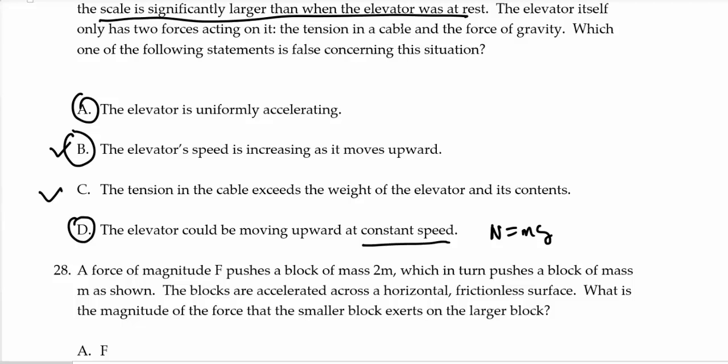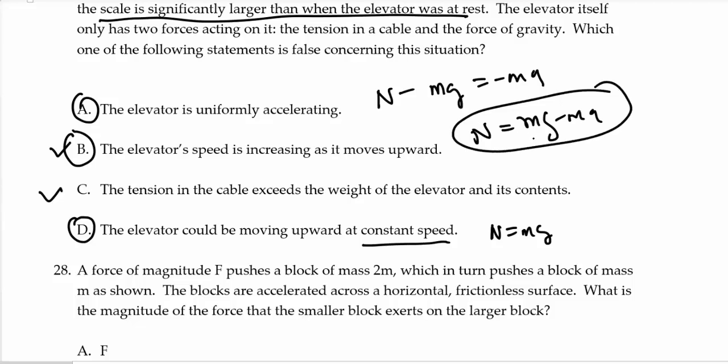Okay, so isn't A true then? It's true, but depending upon how... If it's accelerating downwards, let's look at the situation when it's accelerating downwards. We have mg, N minus mg equal to minus ma, which means that N will be equal to what? mg minus ma. You realize that instead, the scale will read a lower value. But if it is decelerating downwards, this will be positive, and the scale will read a larger value. You understand that, right? A is half true, so it's false.